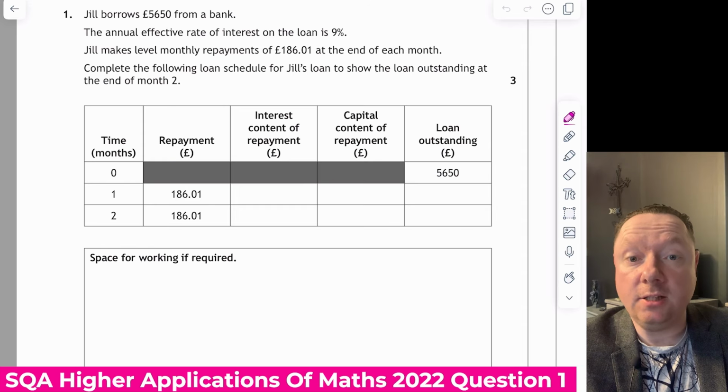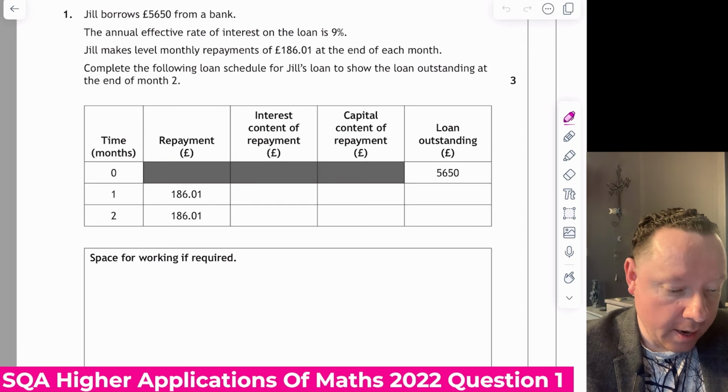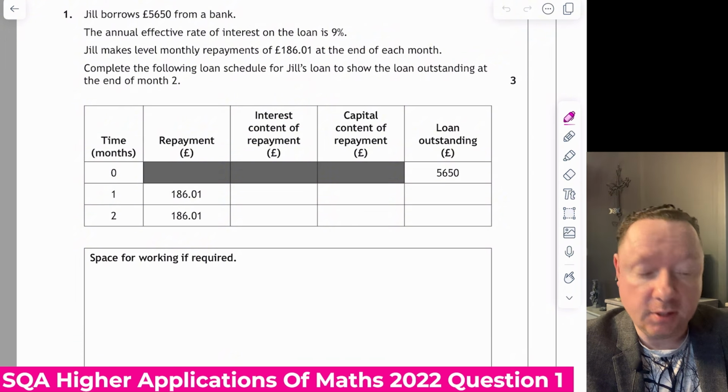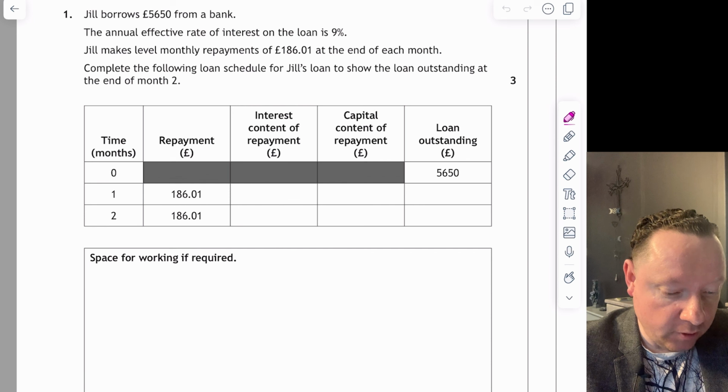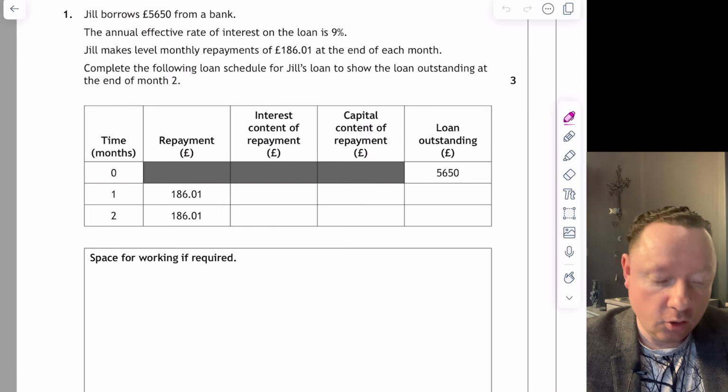The Higher Applications of Maths 2022 question 1. Jill borrows £56.50 from a bank. Annual effective interest rate is 9%. Jill makes level monthly repayments of 186.01 at the end of the month. Complete the loan schedule for Jill's loan to show the loan outstanding at the end of month 2.